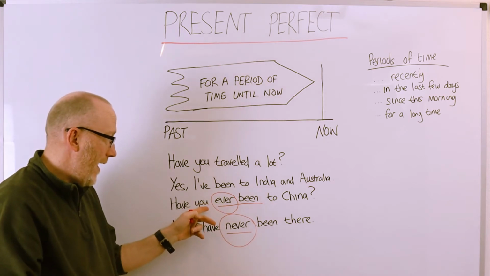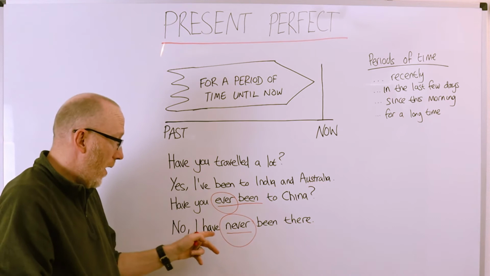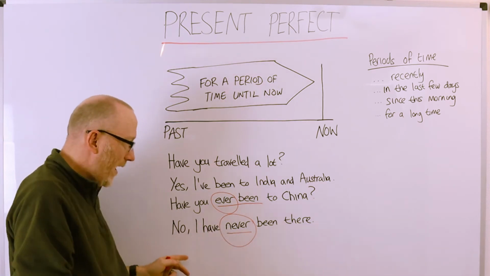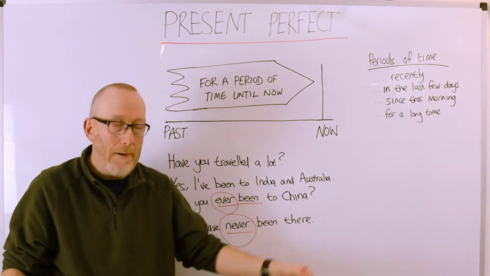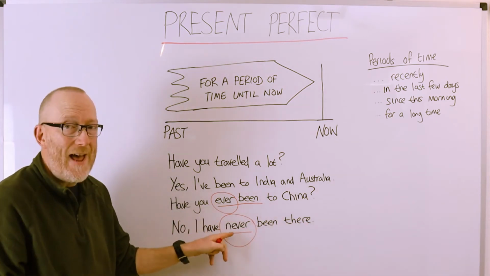Whenever you hear, have you ever been? Remember the negative answer is, no, I have never been. Okay? Or if you have, you would say, yes, I have been there. Okay? But remember the negative to ever is never.